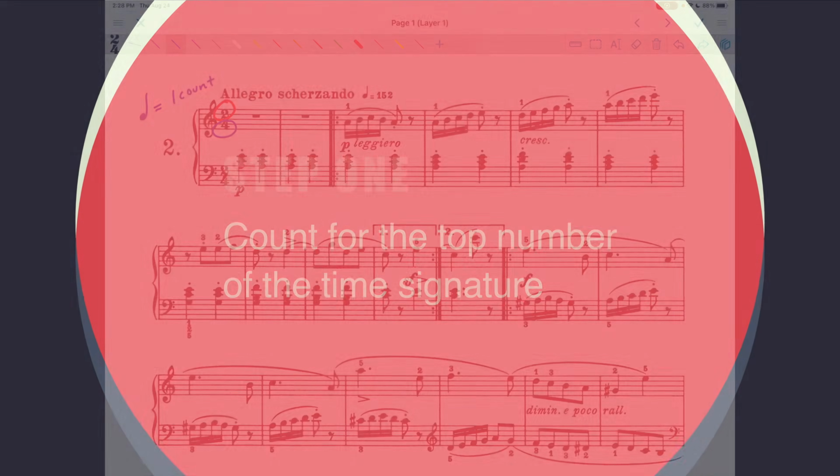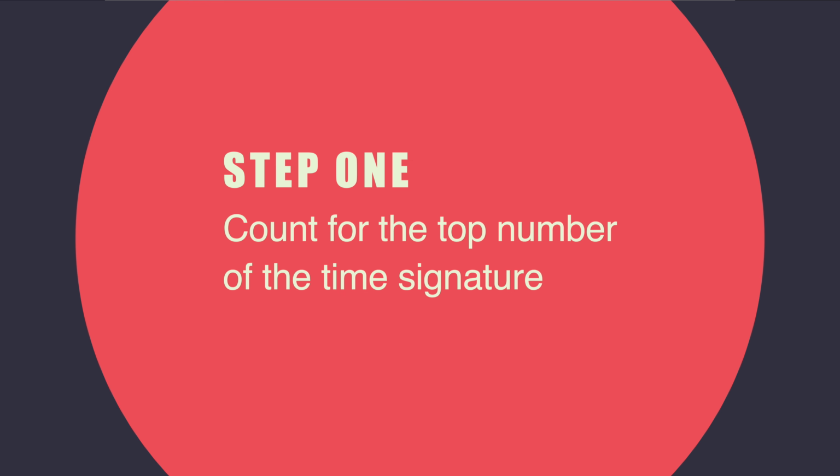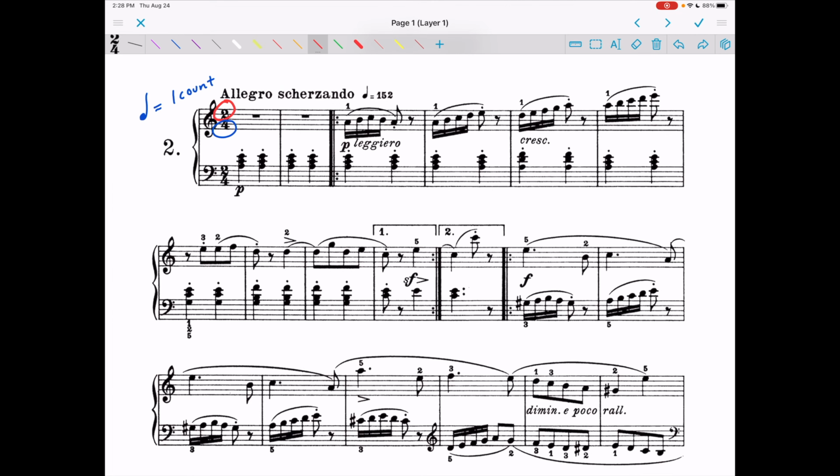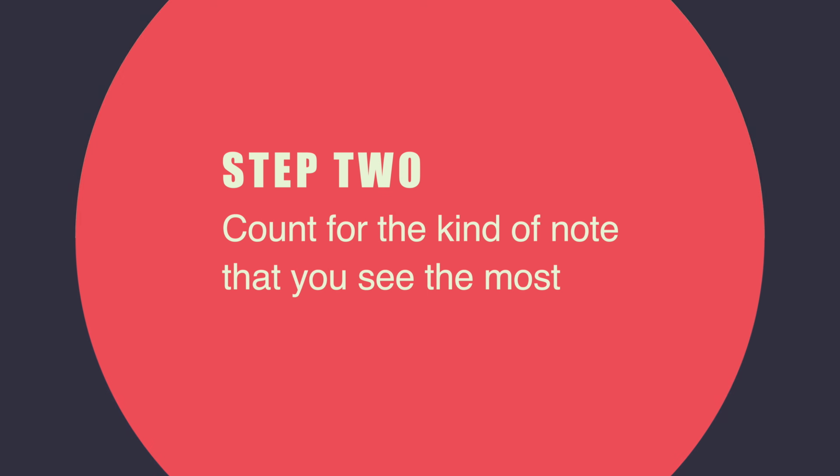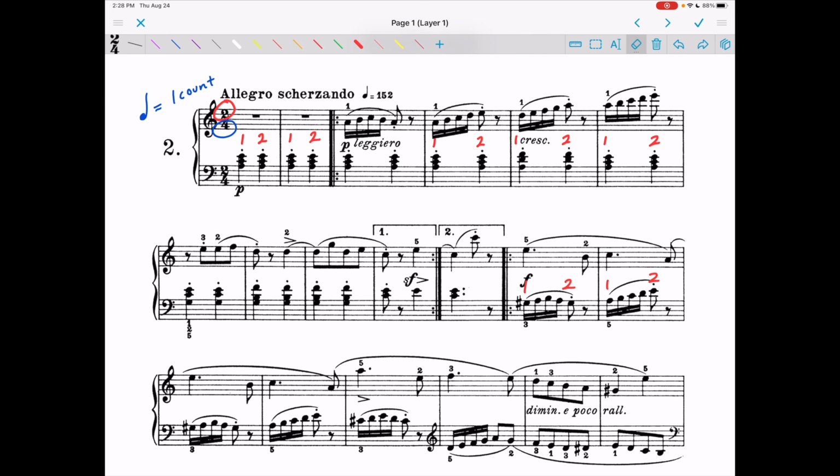So if I use step 1 here, it's pretty easy to figure out where the 2 beats go per measure, because the left hand has this steady, consistent quarter note rhythm. But if I get to this part of the piece, it's a little harder to figure out where the 2 beats go. So you can use step 2, which is to count for the kind of note that you see the most of. So scanning this piece, I see mostly 16th notes.